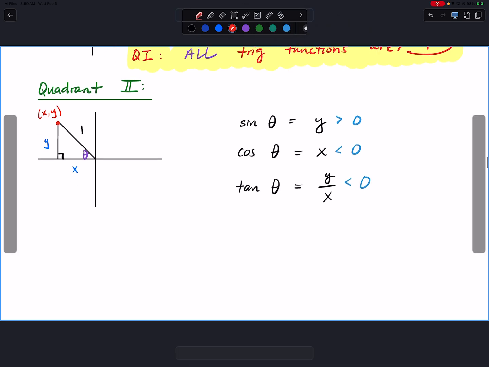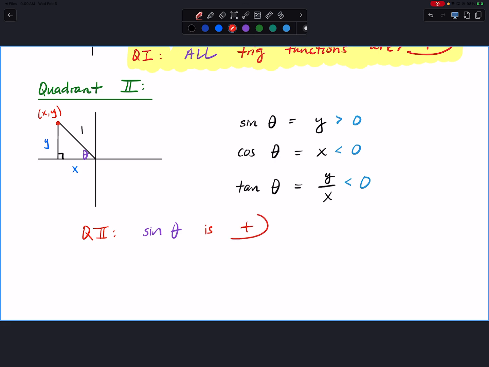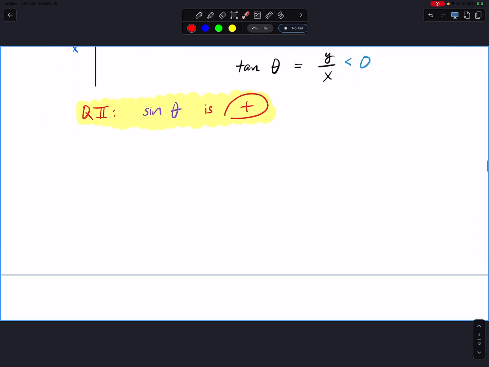Okay, so in quadrant 2, what can we say? Which one's positive? Sine. So the sine of theta is positive. So if you guys are with me right now, that means that if we remember that sine of theta is positive, then that means that the other ones are negative. Okay? If you just remember this, that means that cosine and tangent are negative. Okay, quadrant 3.